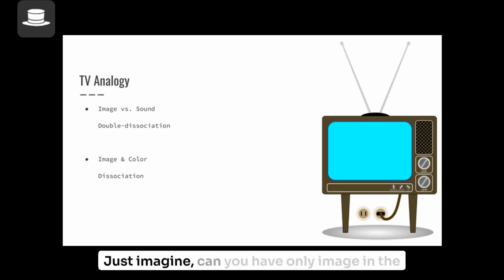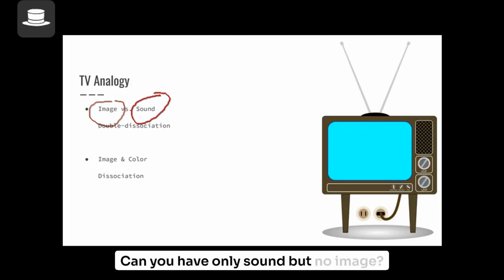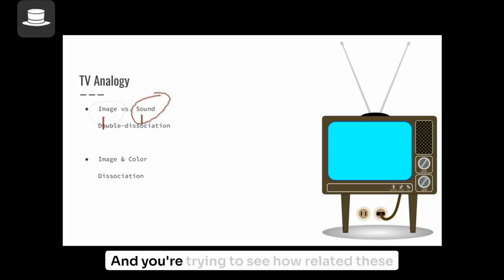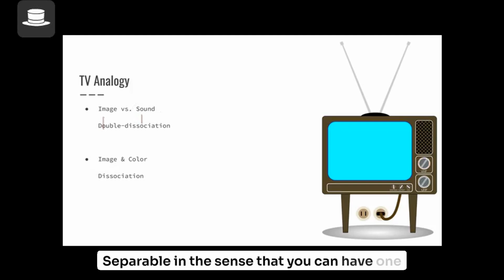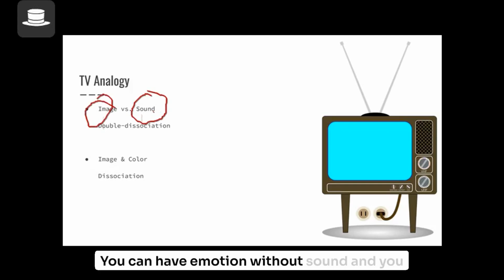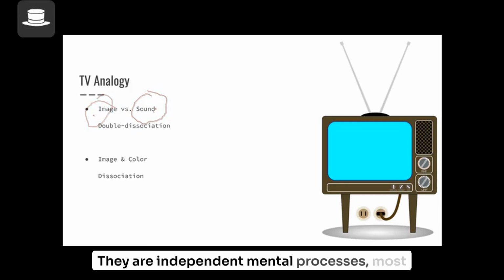Just imagine, can you have only image on the TV and no sound? Well, it's possible, right? Can you have only sound but no image? Well, that's also possible. In other words, if you think of image and sound as mental processes, just as an analogy, and you try to see how related these two are, well, they are quite separable in the sense that you can have one without the other. You can have image without sound, and you can have sound without image, suggesting that these are doubly dissociated. In other words, they are well separable. One exists without the other. They are most likely independent mental processes.